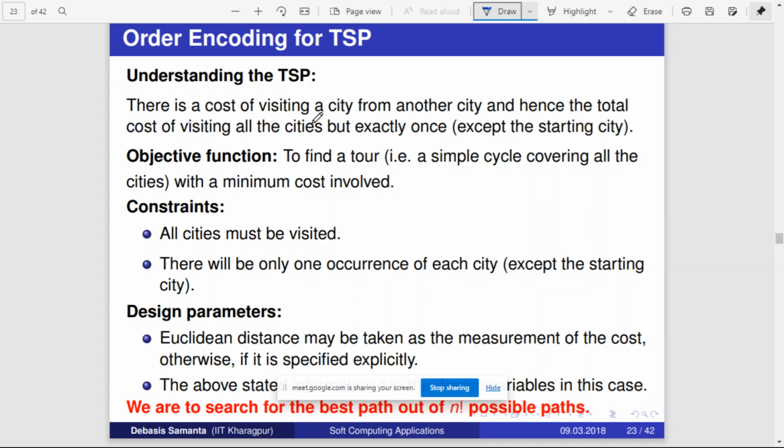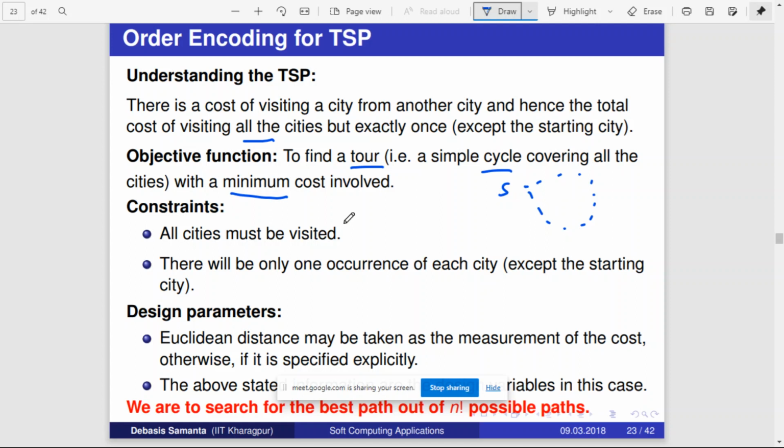Understanding the traveling salesman problem, there is a cost of visiting a city from another city, and hence we need to find the total cost of visiting all the cities. The objective function is to find a tour, that is, find a visit in such a way that it is a simple cycle covering all the cities with a minimal cost. Why do we call it a cycle? Because the traveling salesman starts with the same city and he ends in the same city. So basically it's a cycle, right?